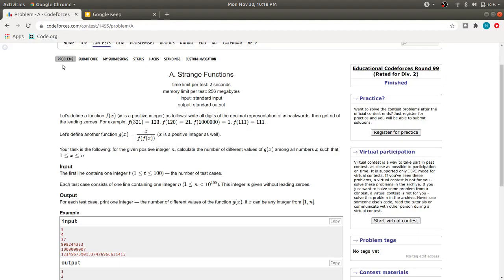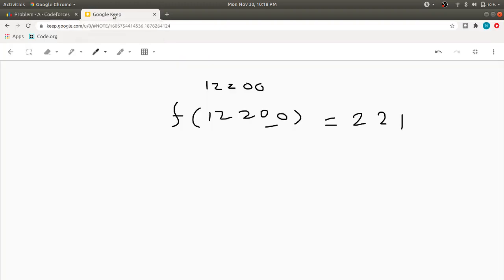Now, what the question further says: in line number 3, it says g(x) equals x divided by f(f(x)). So first of all, let us see what f(f(x)) is. If I do f of this whole thing, I will likewise do f(221), and what I am going to get is 122. You see the initial number: initially x was 12200, and at the end what I am getting is 122.